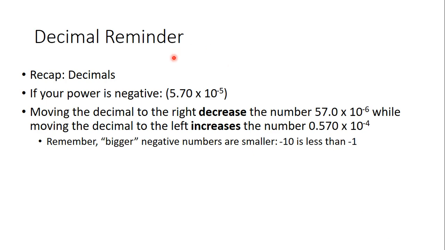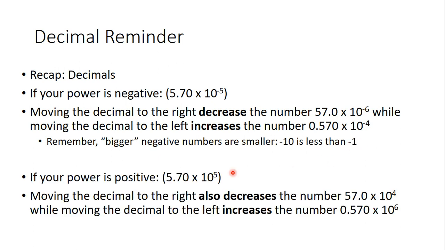Now, just a little reminder of how decimals and powers work. If I have a negative power, 5.70 times 10 to the minus 5, if I move my decimal point to the right, this number decreases, so it goes to the minus 6. While if I move it to the left, this number increases to the minus 4. Remember, when you're dealing with negative numbers, bigger negative numbers are smaller. So minus 6 is smaller than minus 4, or minus 10 is less than minus 1.